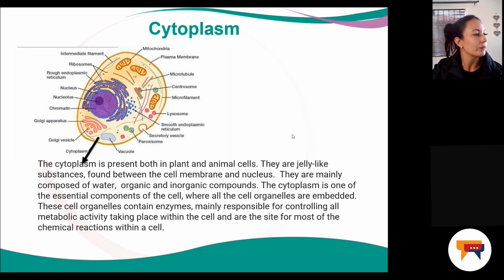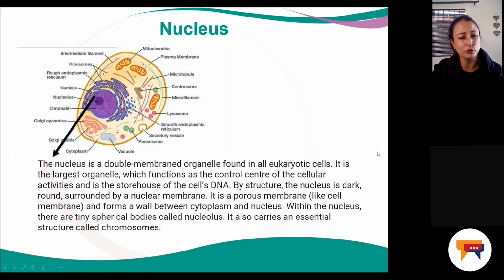Okay, let's move on. So then we're going to focus on the nucleus. Now remember, this nucleus in the cell is what makes it a eukaryotic cell, because it's got a true nucleus made of a nucleolus, chromatin, and it's surrounded by a nuclear membrane.